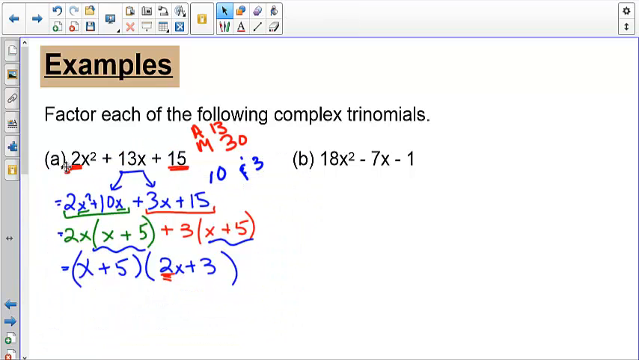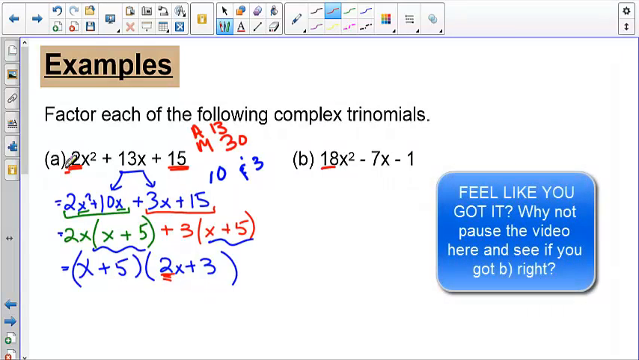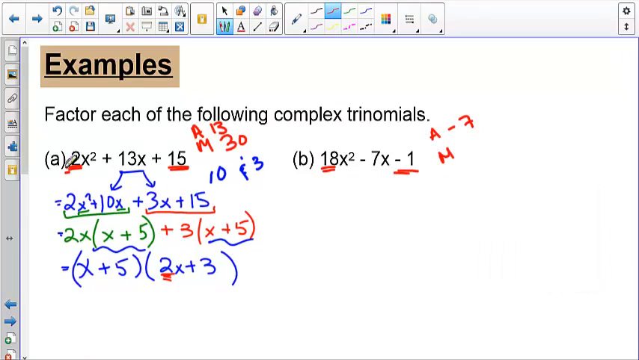Okay, so your second example, almost identical. Again, we have this first term of 18 that cannot be factored out. Okay, so we do decomposition. We're looking for an adds 2 number of negative 7 and a multiplies 2 number of 18 times negative 1. 18 times negative 1 is negative 18. So we've got to ask ourselves, what are our two numbers?